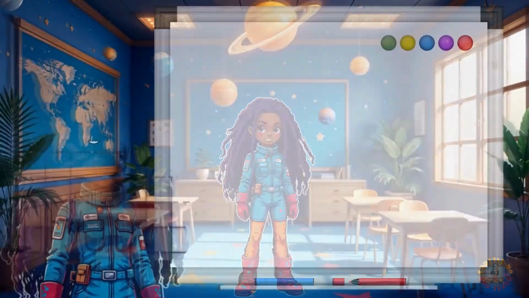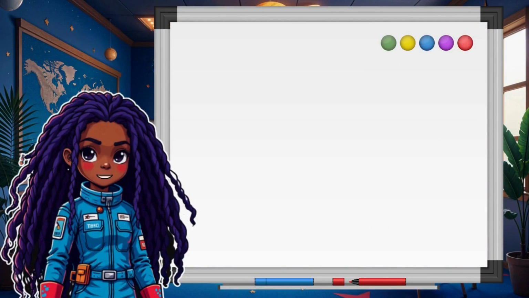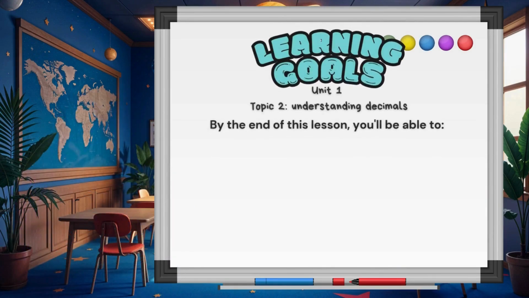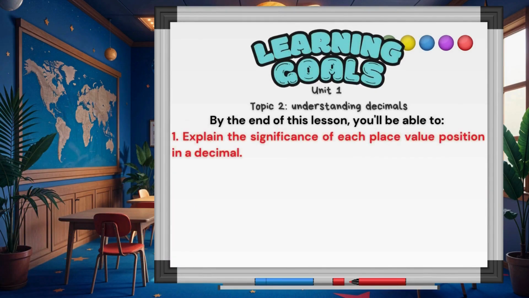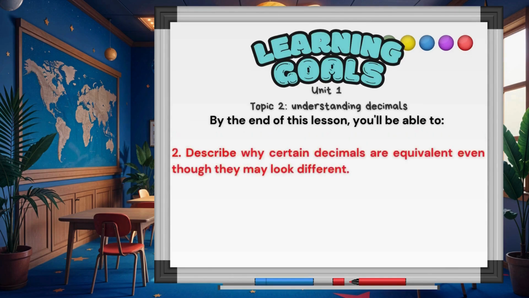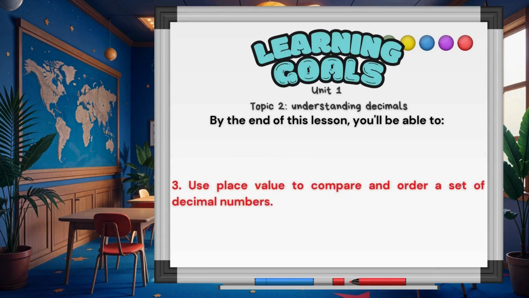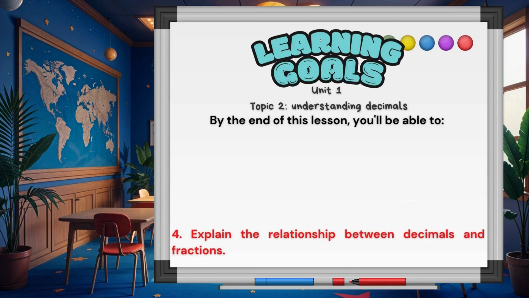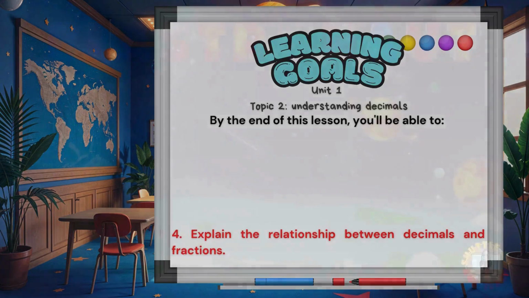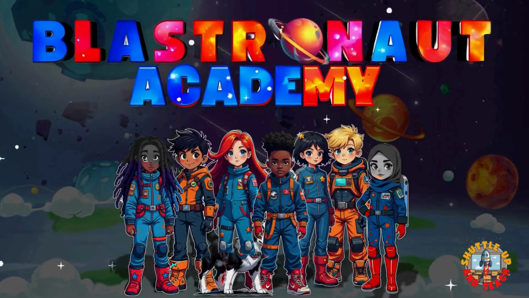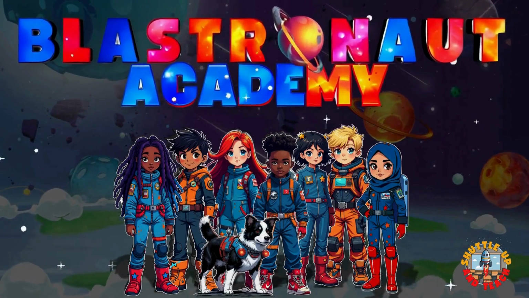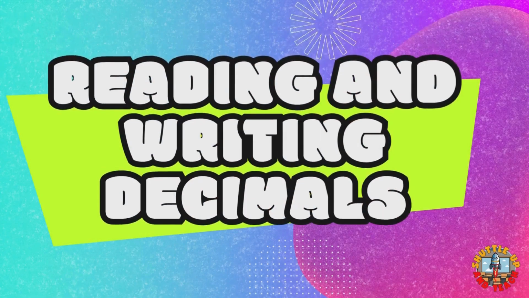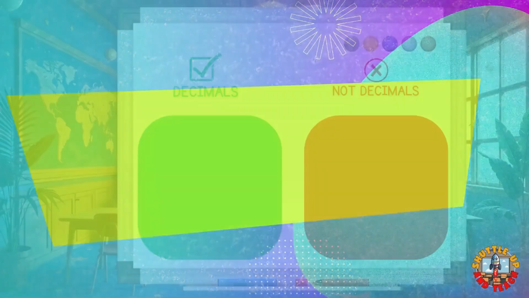Buckle up, because this math mission is out of this world. By the end of this lesson, you'll be able to explain the significance of each place value position in a decimal, describe why certain decimals are equivalent even though they may look different, use place value to compare and order a set of decimal numbers, and explain the relationship between decimals and fractions. Welcome to the Blasternaut Academy, where we blast off to knowledge and mastery.